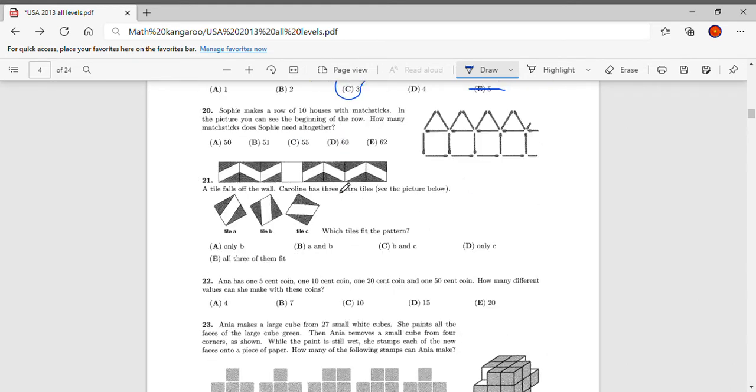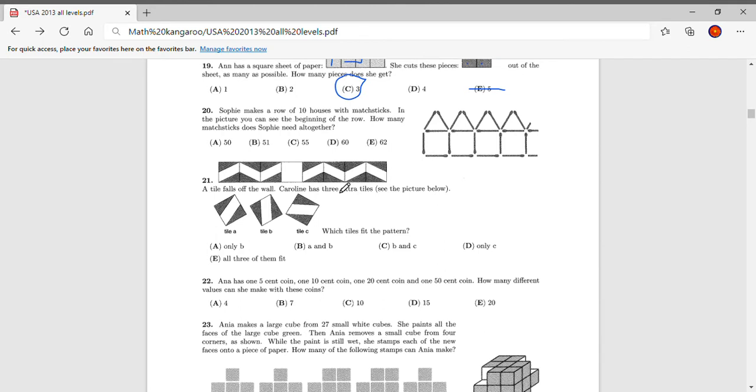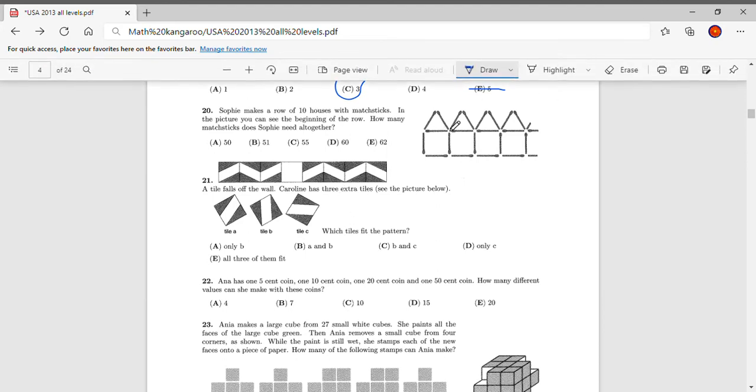Number 20. Sophie makes a row of 10 houses with matchsticks. In the picture, you can see the beginning of the row. How many matchsticks does Sophie need all together? So this first house here has 1, 2, 3, 4, 5, 6 matchsticks. The second one also has 6, but I'm going to write 5 here because this matchstick is shared, and I decided to give it a count for the first one. So that's how it'll work.